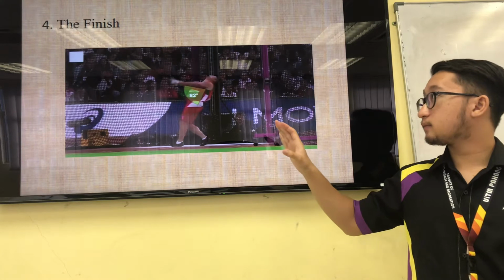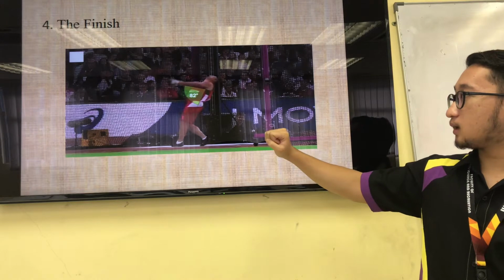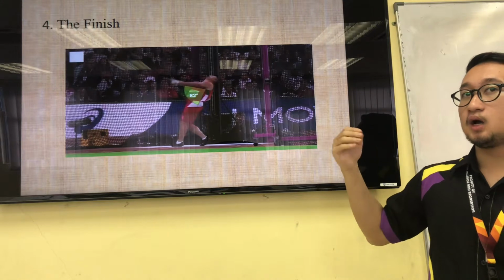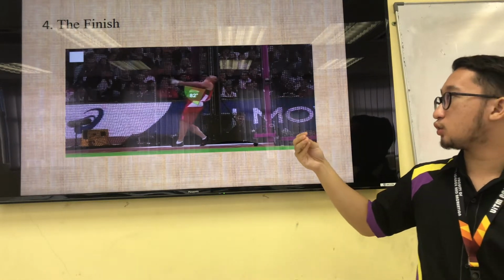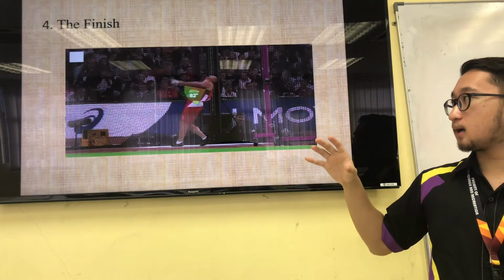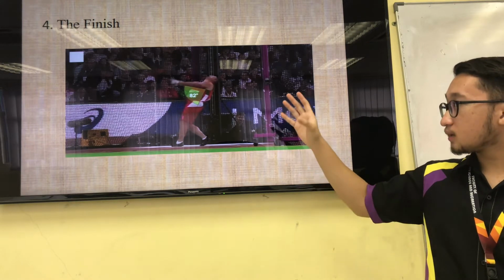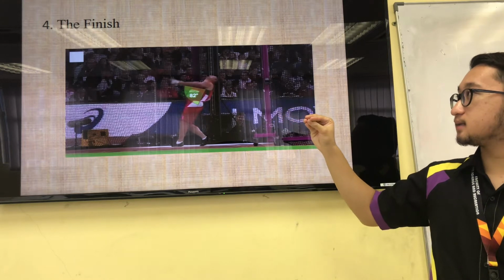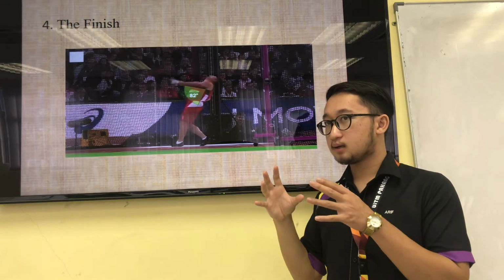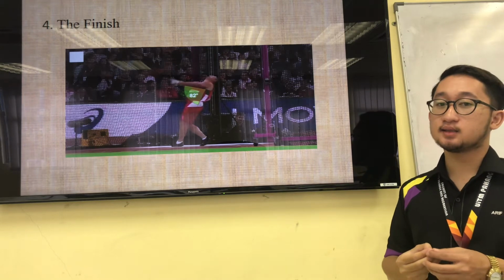The fourth phase is the finish. In the second and third phase, we see the acceleration law. At the fourth phase, the law used is action and reaction, where the athlete will release the hammer at the point where he should release after finishing the third phase.